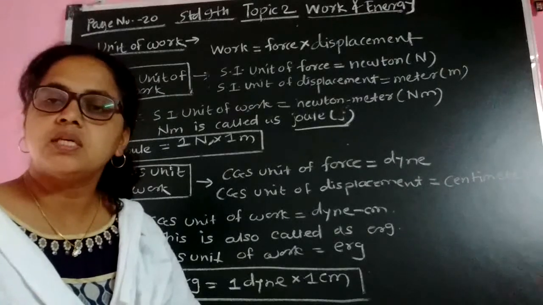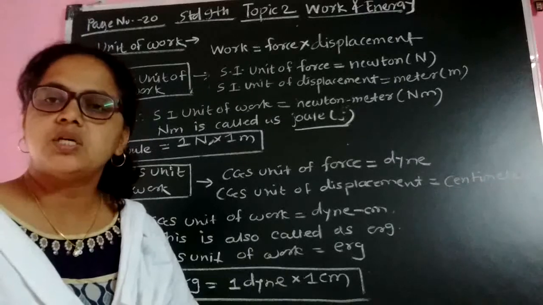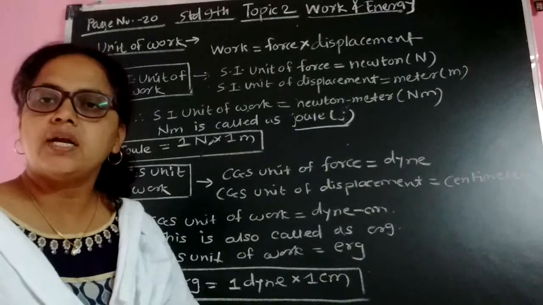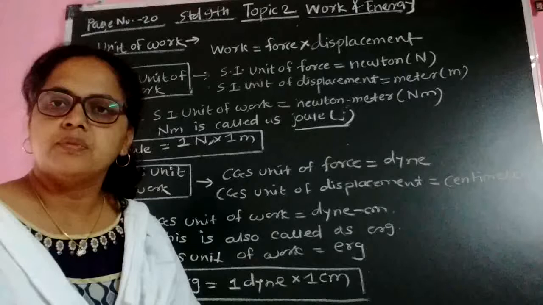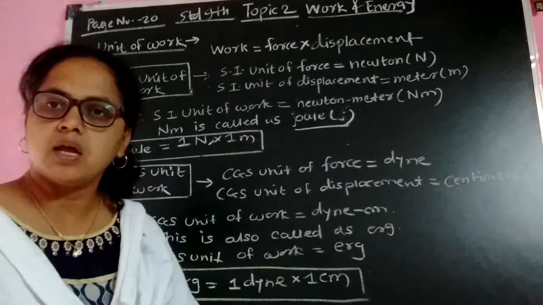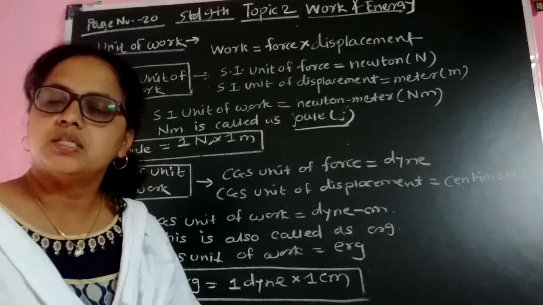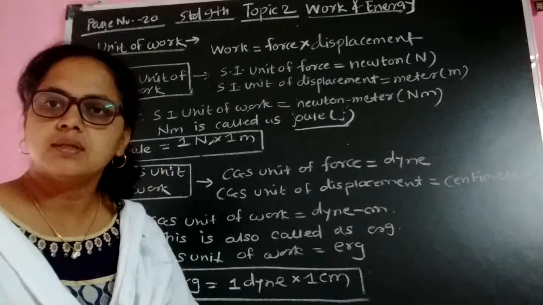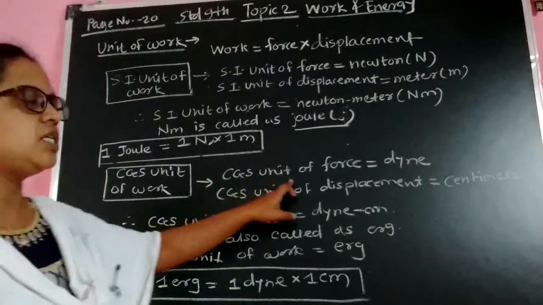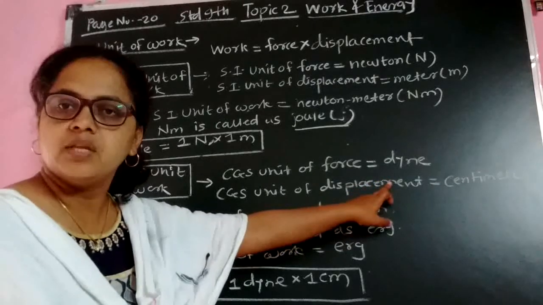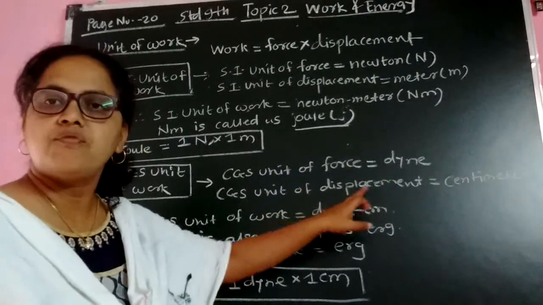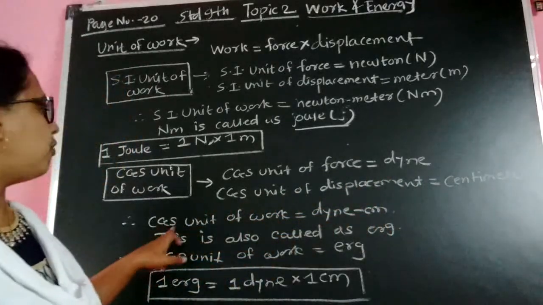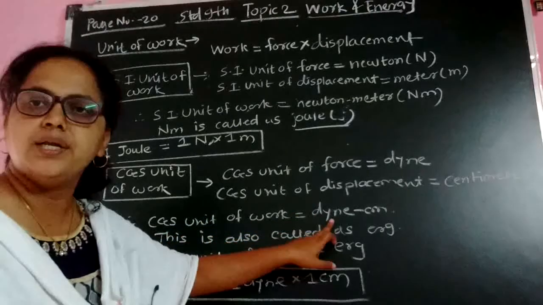Now we are going to find out the CGS unit of work done. CGS unit means the smallest unit to measure the work done. We can find out the smallest unit of work done by using the formula work done is equal to force into displacement. In that you have to know the CGS unit of force and displacement. CGS unit of force is dyne, as we have seen in the first topic. CGS unit of displacement is centimeter. Therefore CGS unit of work is dyne centimeter.